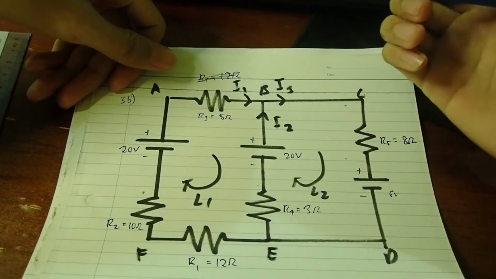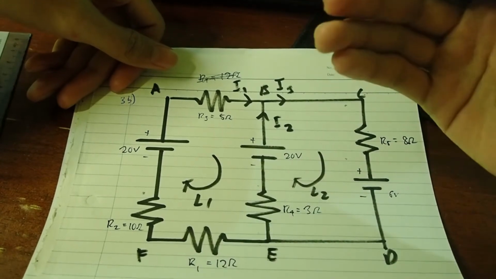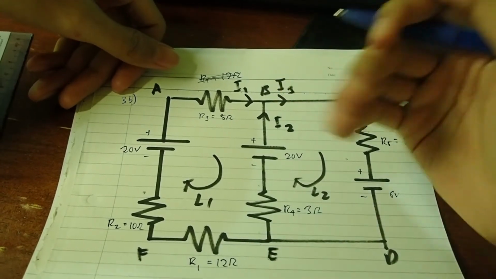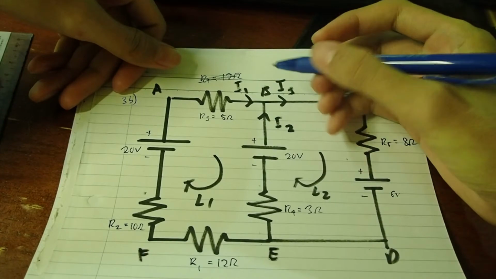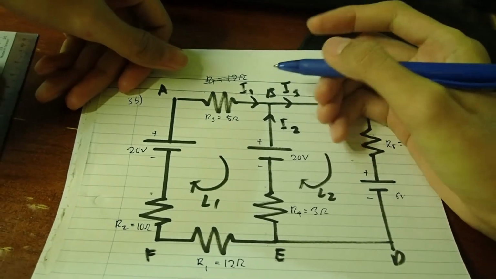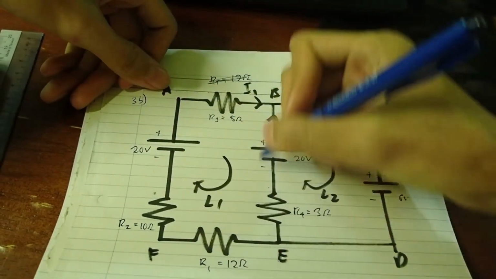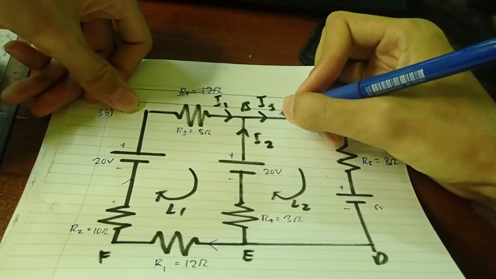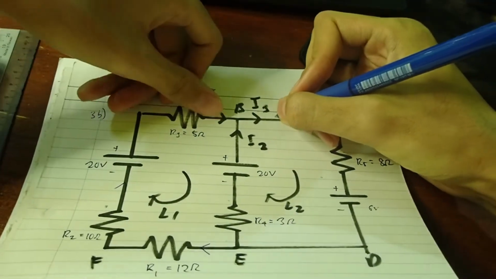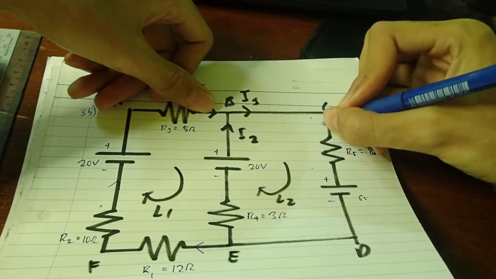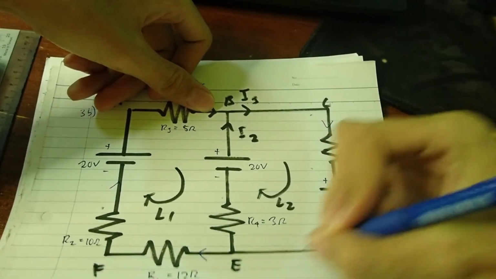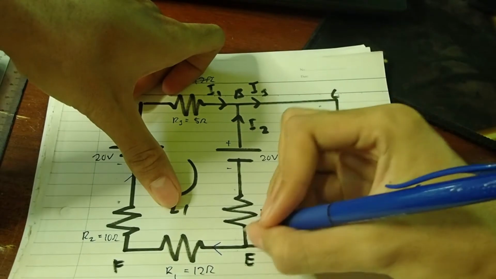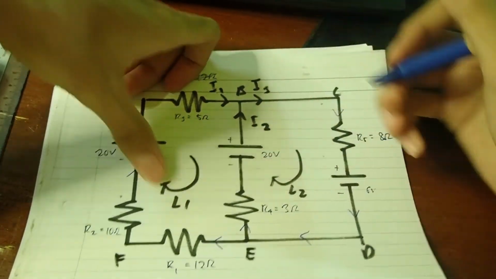The first thing that we need to see is the direction of the current flowing. This question already gave us the direction of the current flowing. I1 in this section, all this section is I1. The current is moving in this direction. For I3, the current is moving in this direction. And for I2, the current is moving in this direction.